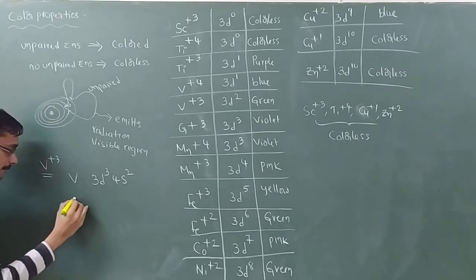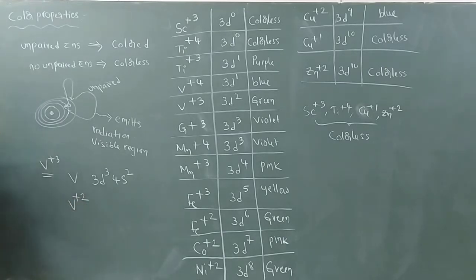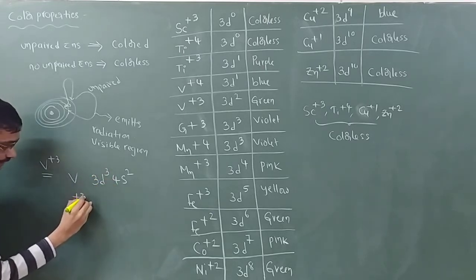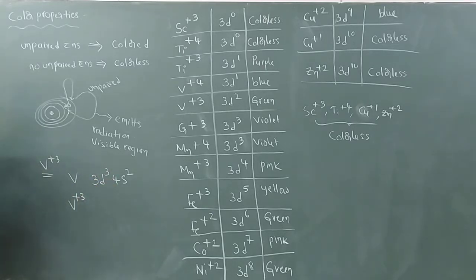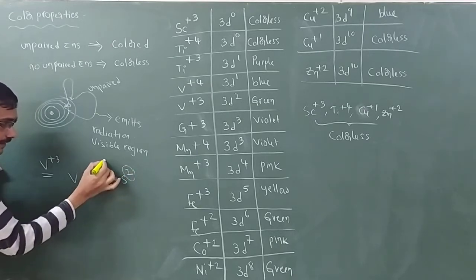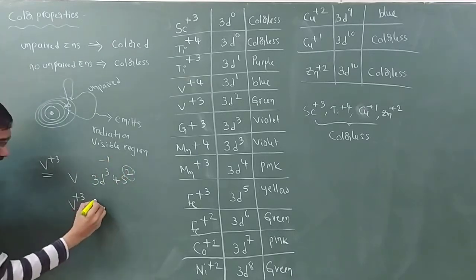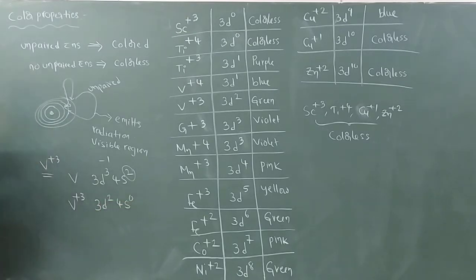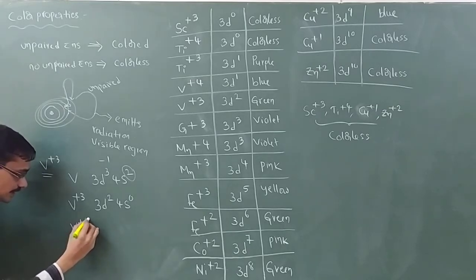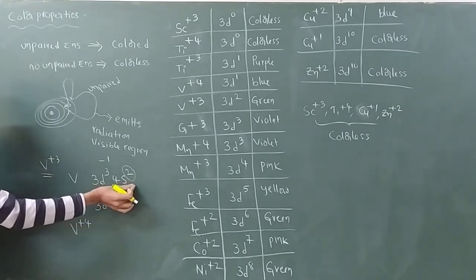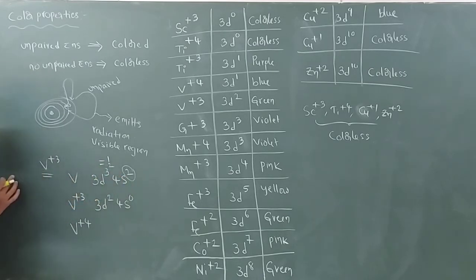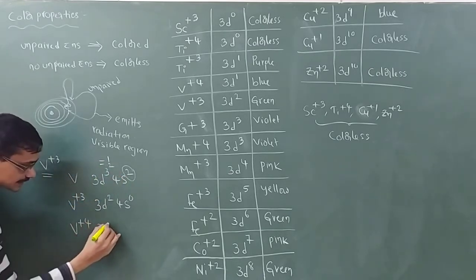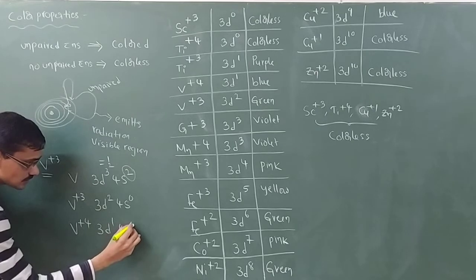Now, how to write vanadium plus 2? I am writing directly plus 3. Vanadium plus 3 means how many electrons do we have to remove? Two from here, one from here. So what we get here is 3d2 4s0. This is 3d2, unpaired electrons are there. Vanadium plus 4: two from here and minus 1 more, then we get 3d1 4s0. In this way we have to write.